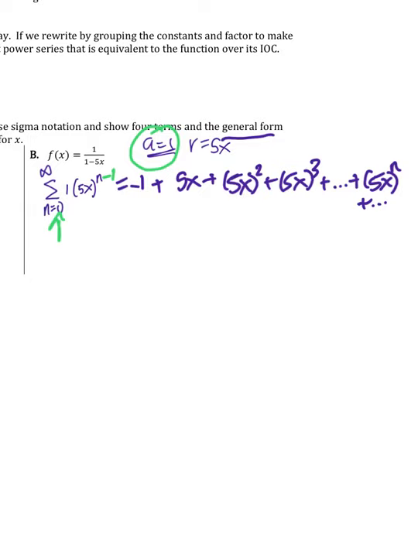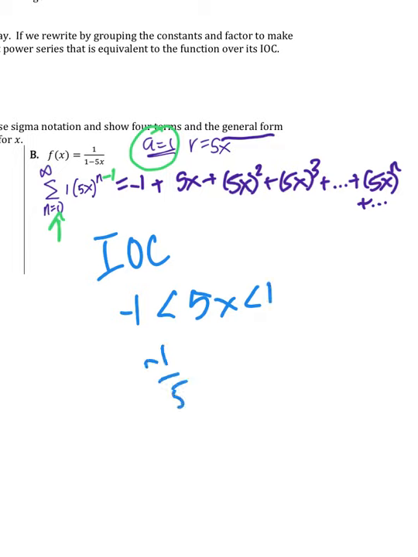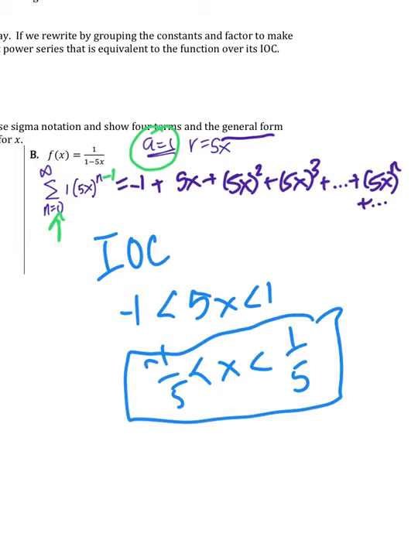And lastly, on part B, let's calculate that interval of convergence. So we're going to take our ratio, which is 5x, and we're going to trap that between -1 and 1, which means our interval of convergence is going to be -1/5 is less than x is less than 1/5.